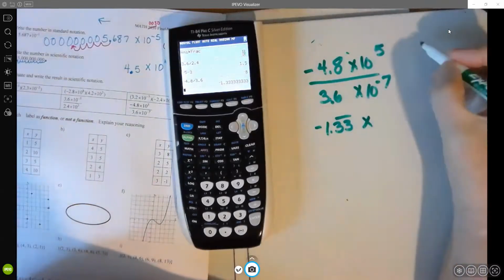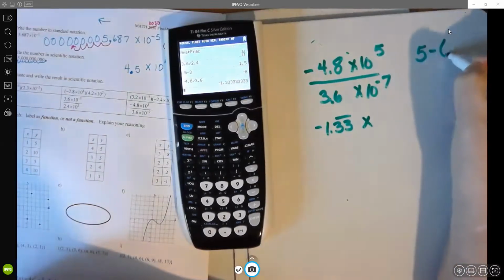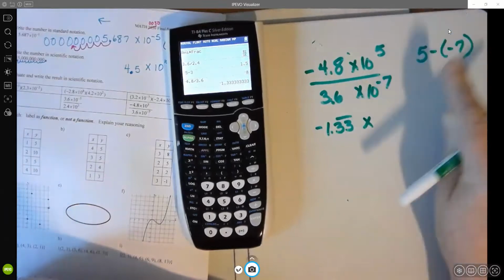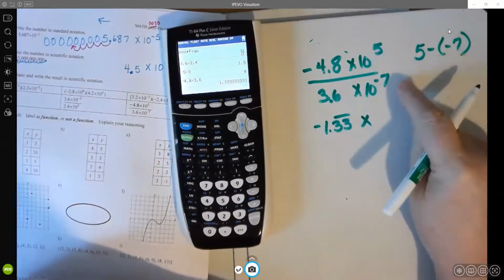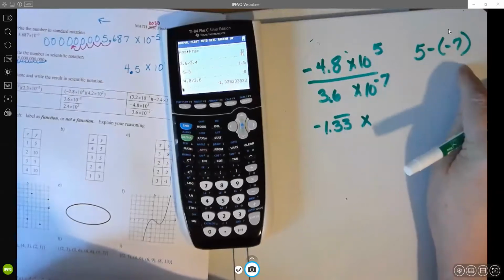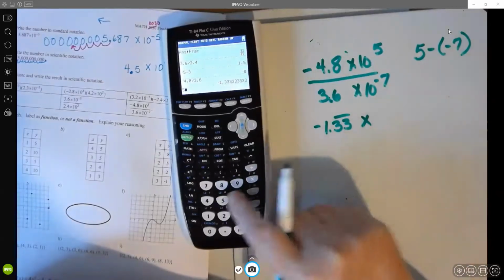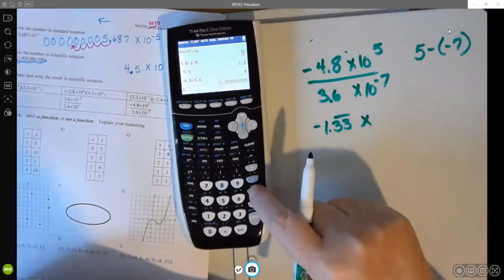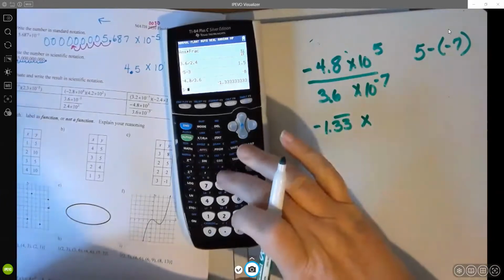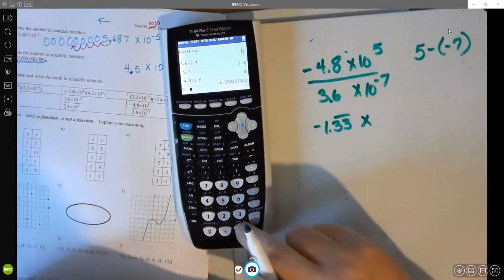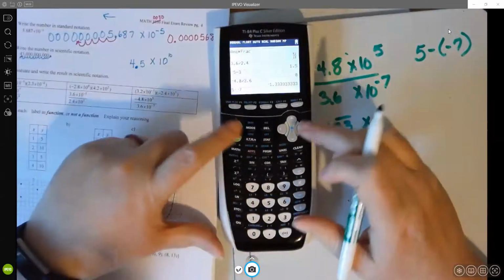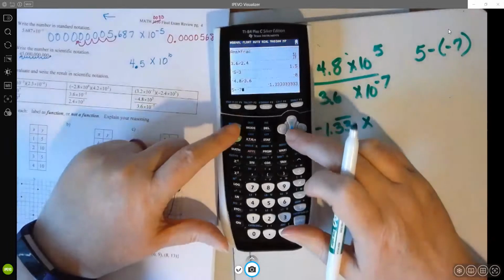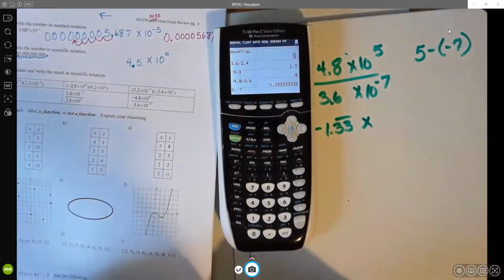Then again, we have to subtract our two exponents. That is a 5, a subtract sign, and then the bottom exponent, which is a negative 7. So that's 5 subtract, and if it helps, you can use parentheses like I did, but even if you don't, just type in a negative 7. There you can see that a little bit better now.